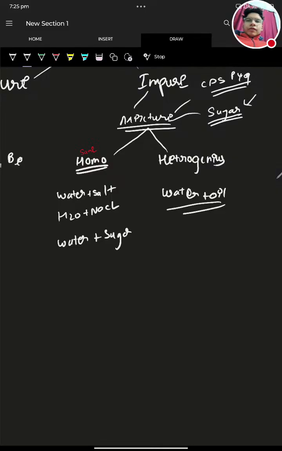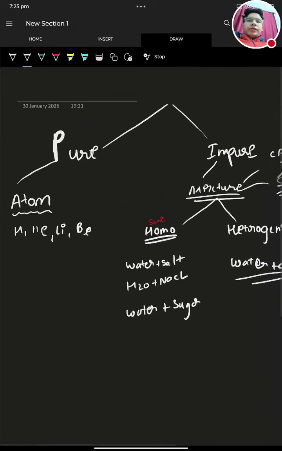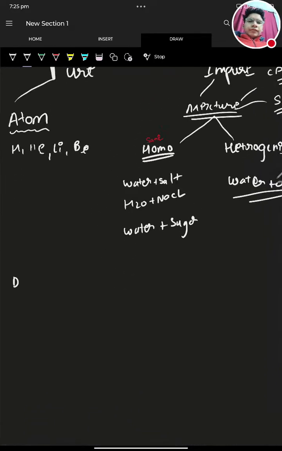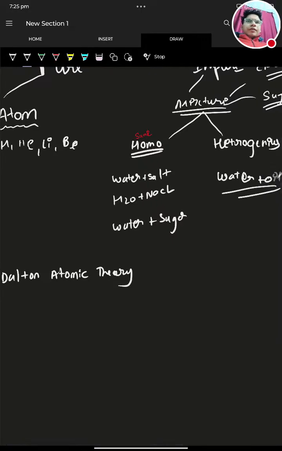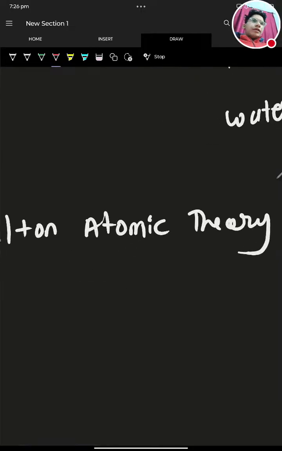So now we have Dalton's atomic theory. This theory says that invisible matter is made of tiny particles. So, a general idea about an atom.